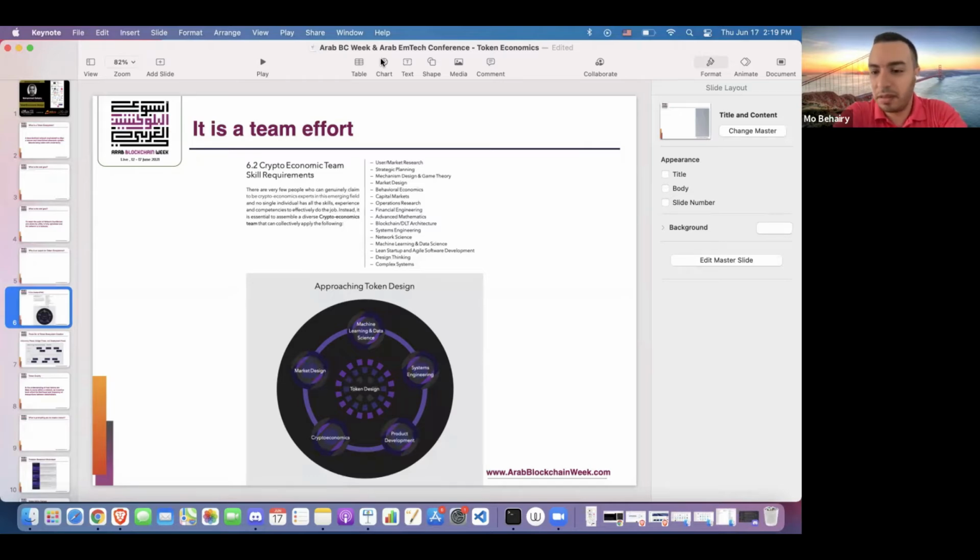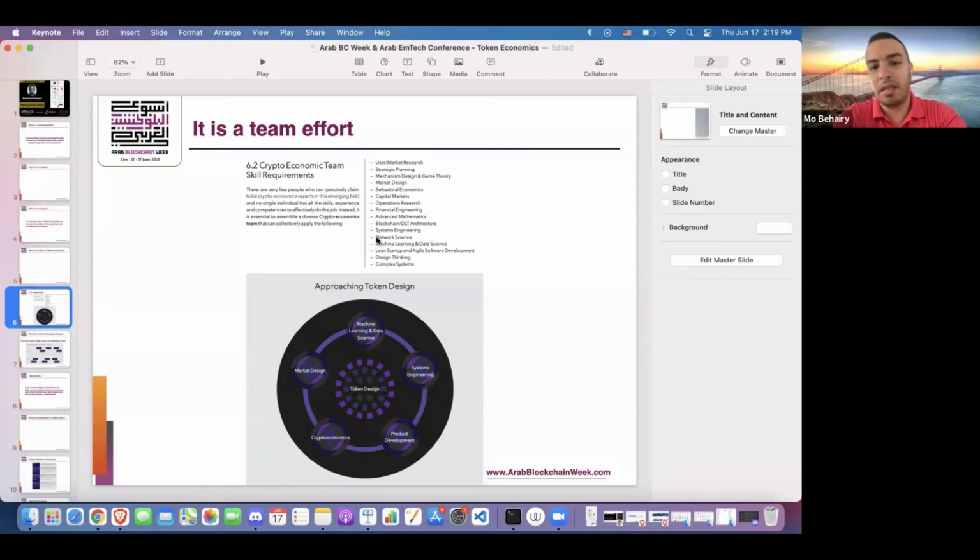Anyway, it's basically a team effort, right? It's hard to define one person who would know everything about that. This is the list of skill sets here: user research, strategic planning, mechanism design and game theory, design thinking, lean startup, network science and system engineering, and of course blockchain and mathematics. This needs a team.